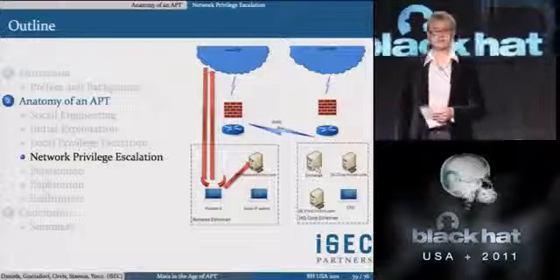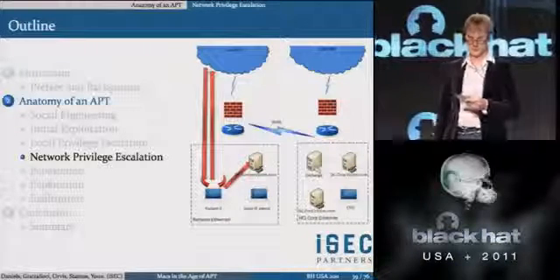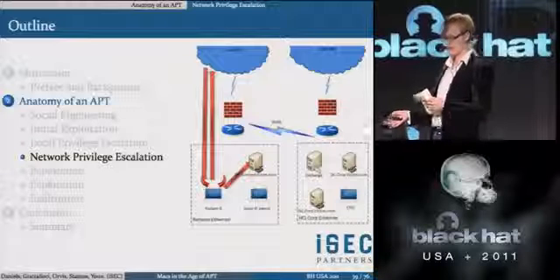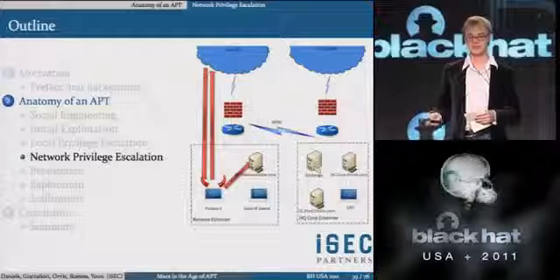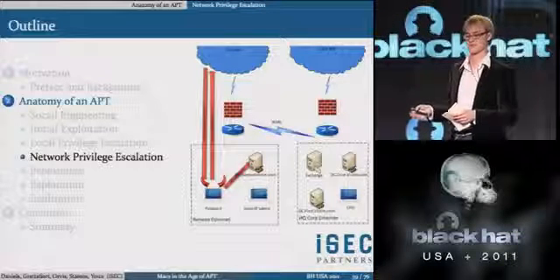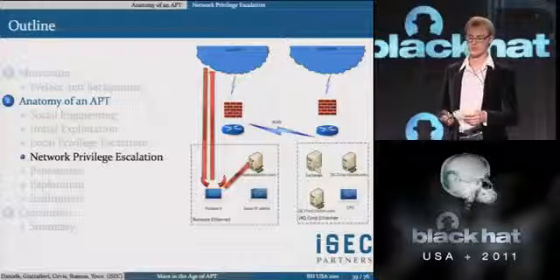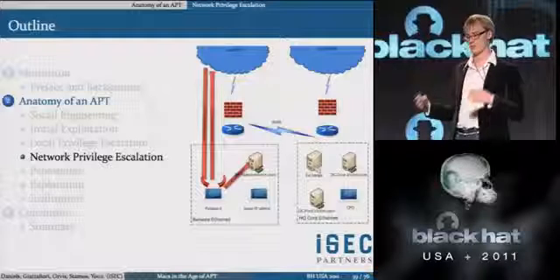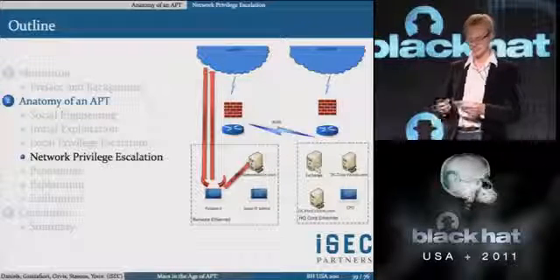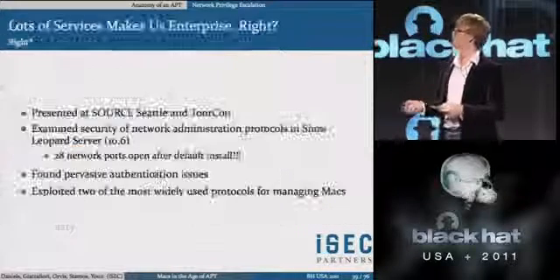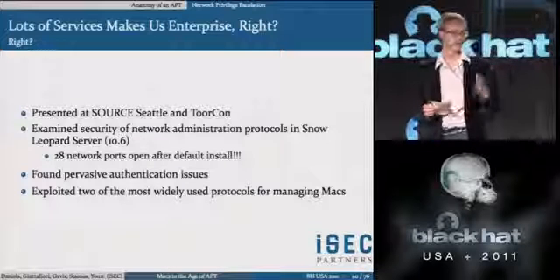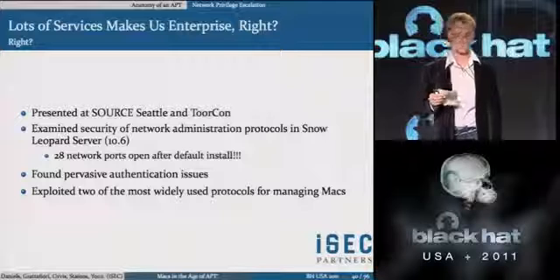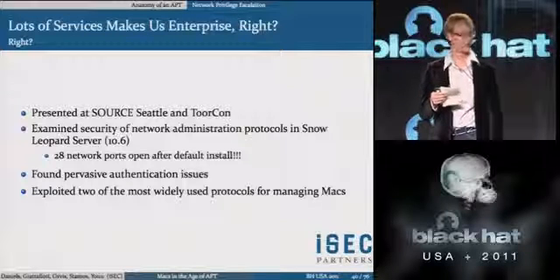So once you've compromised one computer in an organization's network, you have this initial foothold, and you want to start spreading throughout the rest of the network. You want to try to compromise administrator accounts as well as the directory server in order to essentially acquire whatever information you actually want to access. Most of this section we'll be talking a little bit about what Tom and Aaron presented at Source Seattle in May and also at TourCon.